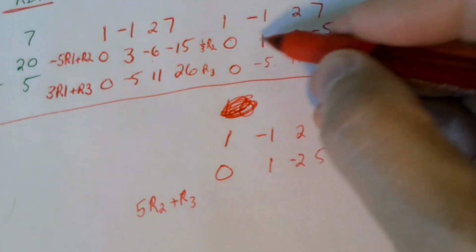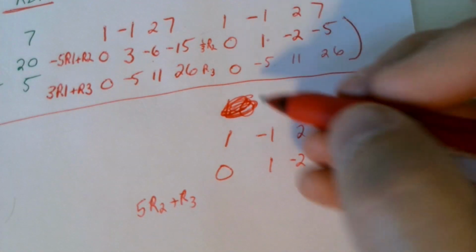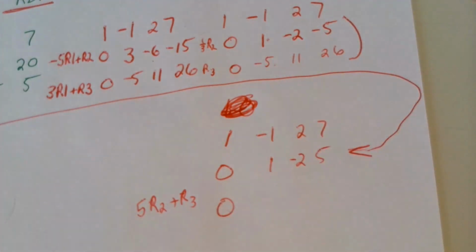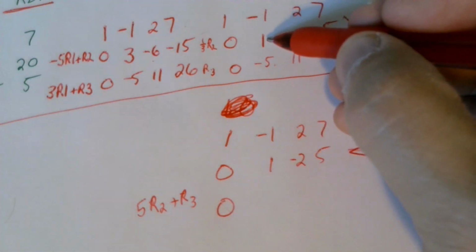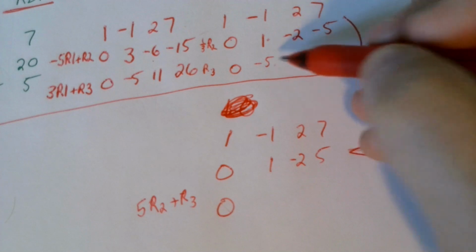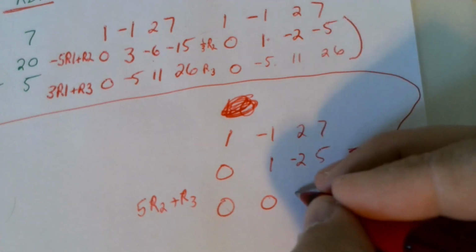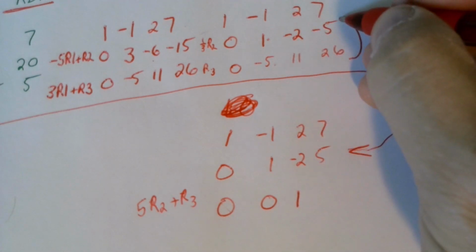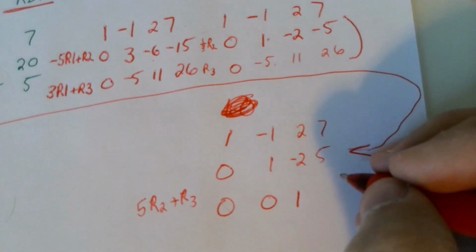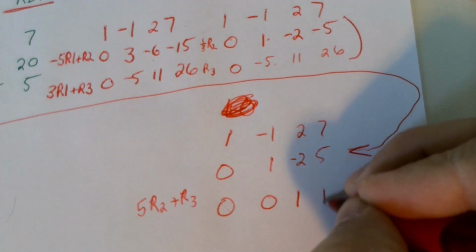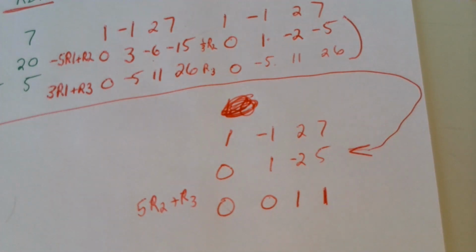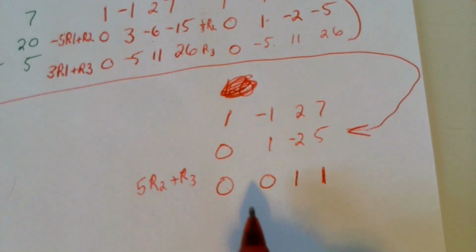Okay? So 5 times 0 is of course 0, plus 0 is 0. Yeah, I didn't lose that 0. 5 times 1 is 5, plus negative 5 is 0. 5 times negative 2 is negative 10, plus 11 is 1. And 5 times negative 5 is negative 25, plus 26 is 1. Look at that. So I kind of got 2 birds with 1 stone, or so they say, right?